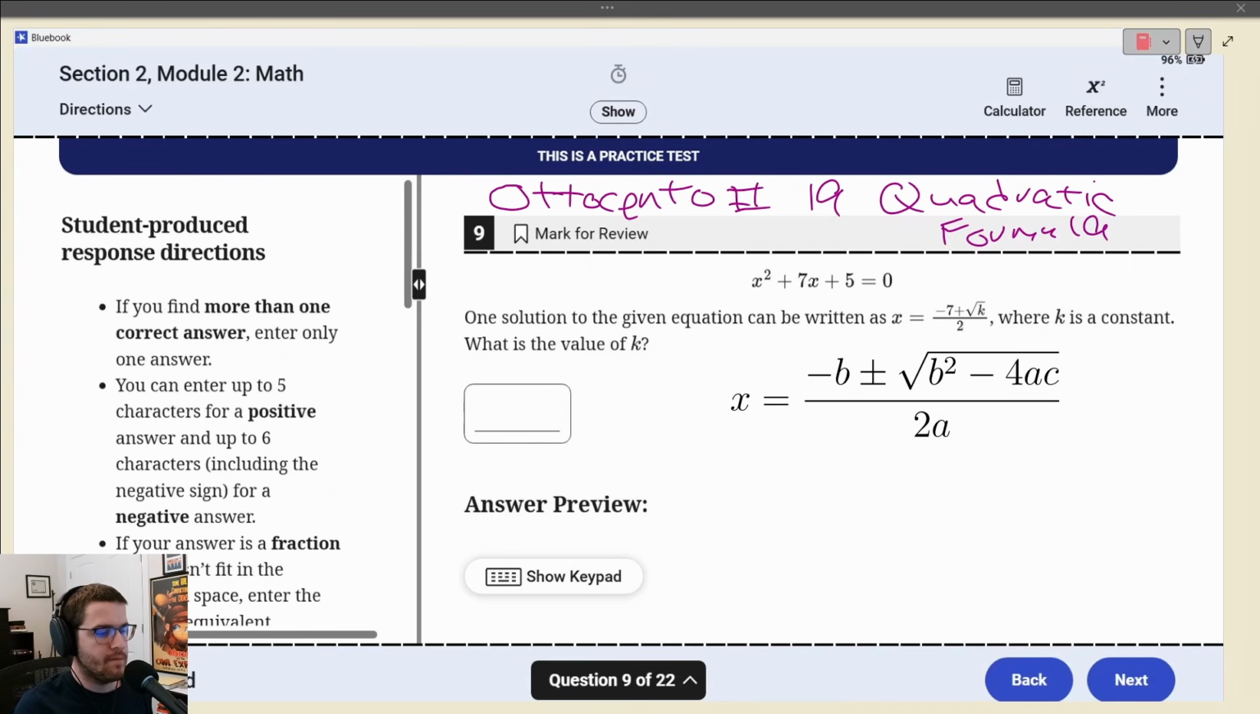Okay, question 9. So I go over this in great detail in my Ottocento number 19 on quadratic formula. There's a free worksheet you can practice with. Please go check that out.